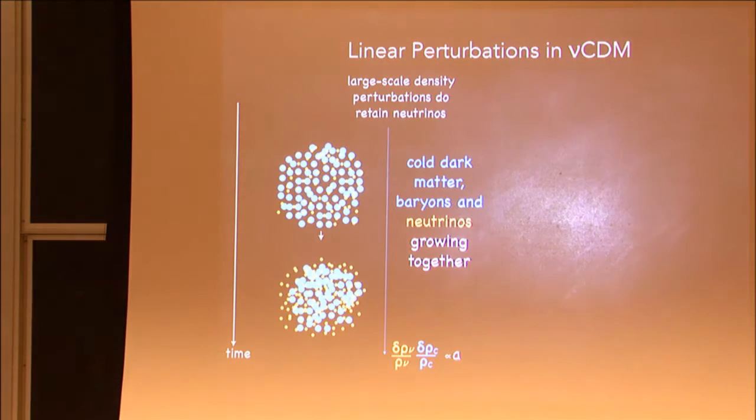So just as a reminder, if I have cold dark matter and massive neutrinos, the way that the density perturbations grow is different than if I just have cold dark matter, because neutrinos are relativistic for most of the history of the universe and have large velocities which prevent them from clumping.